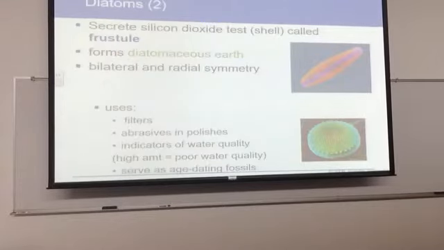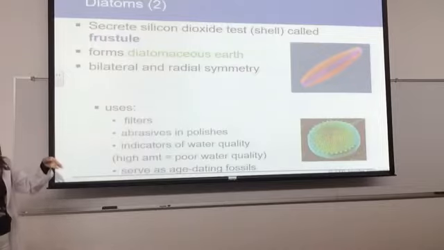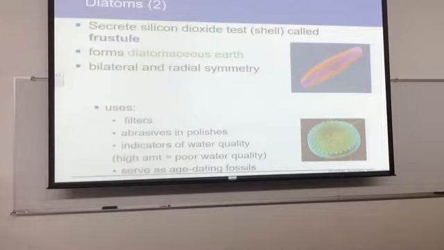This continues. So here it's talking about that shell, and it says they secrete a silicon dioxide test, or a shell. So you see the term test integrated in here. That's that shell structure. It's called a frustule. This forms diatomaceous earth. They exhibit both bilateral symmetry and radial symmetry.